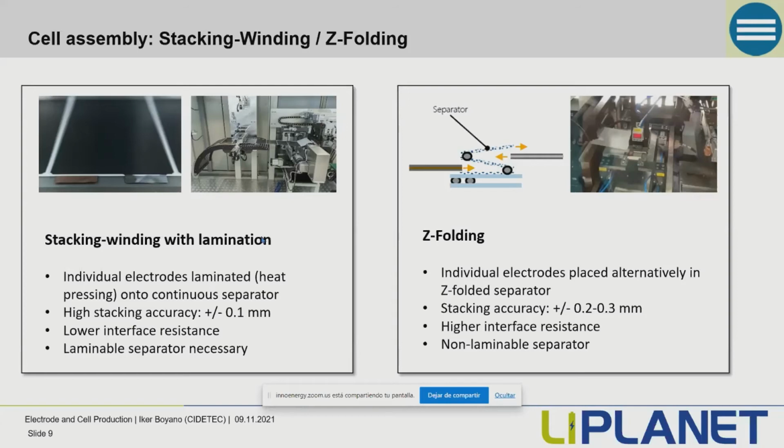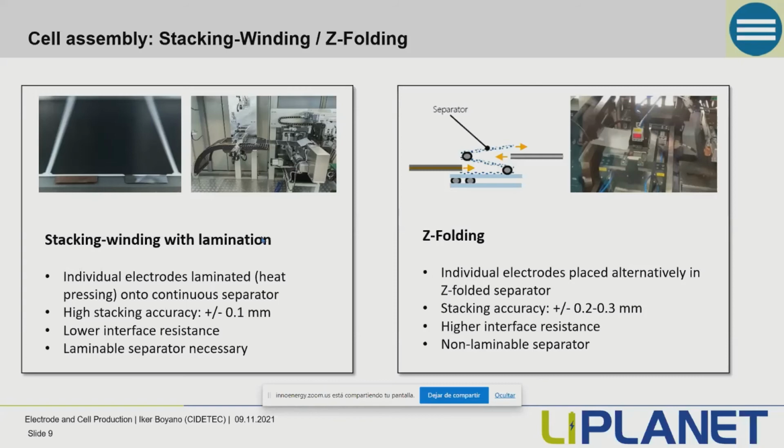On the other hand, with the theta folding, you place the electrode, but the stacking accuracy is a bit less, 0.2 or 0.3 millimeters, and the interface resistance is higher than with the stacking winding. But in that case, you don't necessarily need a laminable separator.